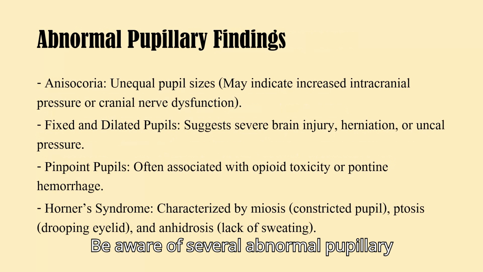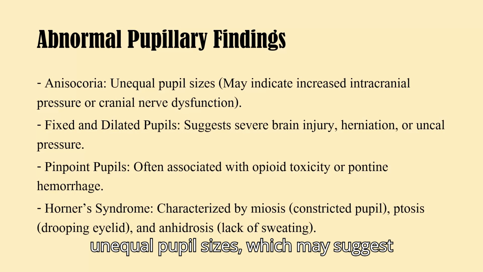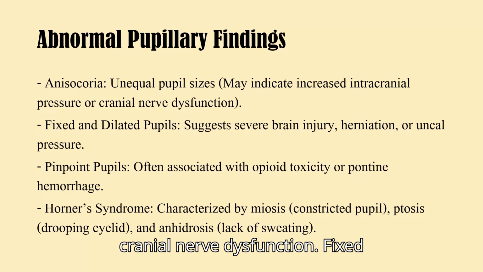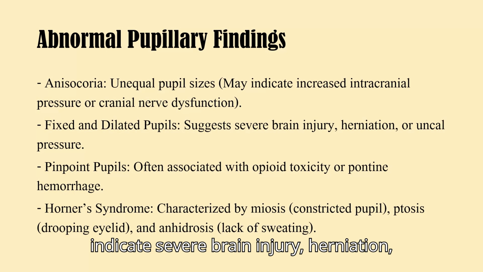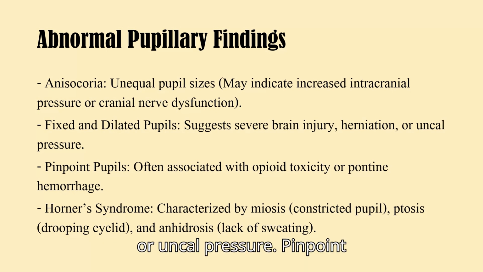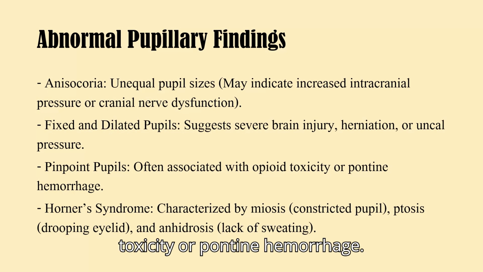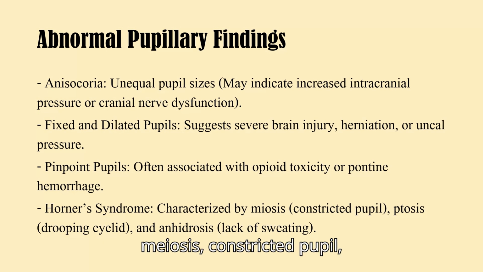Be aware of several abnormal pupillary presentations. Anisocoria, unequal pupil sizes, which may suggest increased intracranial pressure or cranial nerve dysfunction. Fixed and dilated pupils. These findings can indicate severe brain injury, herniation, or uncal pressure. Pinpoint pupils, often associated with opioid toxicity or pontine hemorrhage. Horner's syndrome is characterized by miosis, a constricted pupil, ptosis, a drooping eyelid, and anhidrosis, lack of sweating, reflecting sympathetic nervous system disruption.